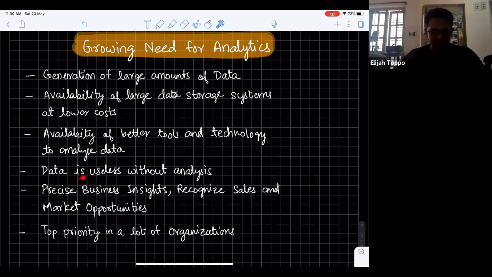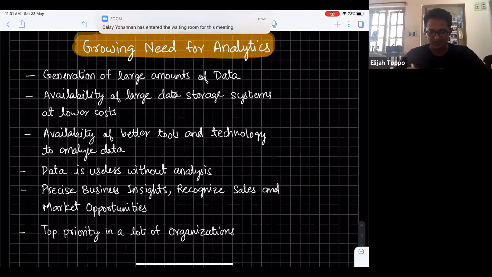Primarily, data without analysis is majorly useless. I can give you huge amounts of raw data, and it will be very difficult to get insights from it unless we do certain analysis, that is, transform it into a space which can give us business insights and other things.